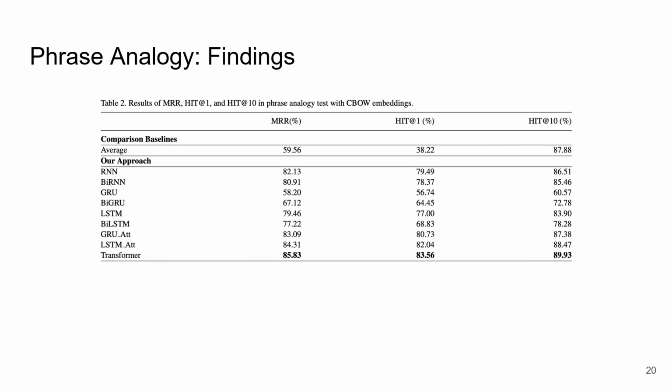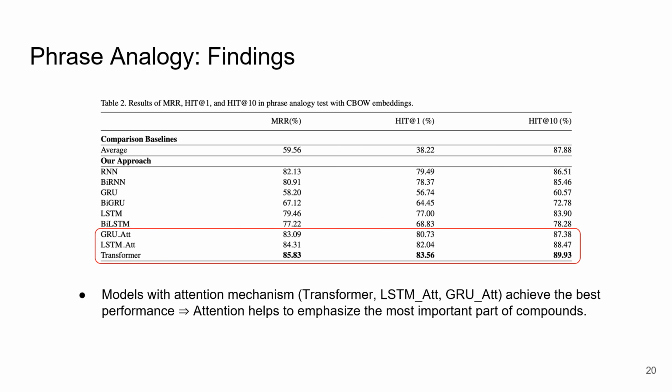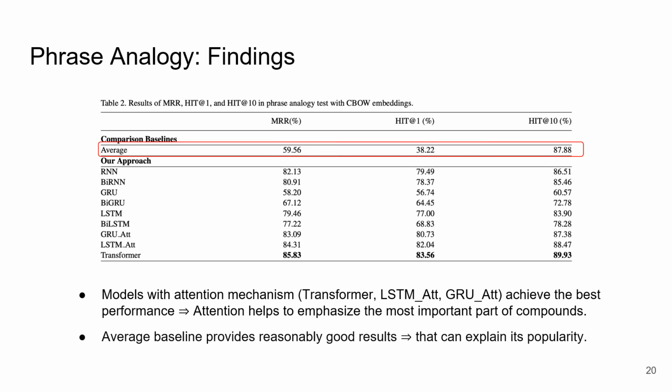This table describes the result of multiple architectures on the phrase analogy test. We use information retrieval metrics to do the evaluation, namely mean reciprocal rank, hit at 1, and hit at 10. Overall, the models with attention mechanism, transformer, LSTM with attention, and GRU with attention, achieve the best performance. This shows the effectiveness of attention to emphasize the most important part of the compound. The performance of the average baseline is reasonably good. That can explain why averaging vectors is still popular in research.